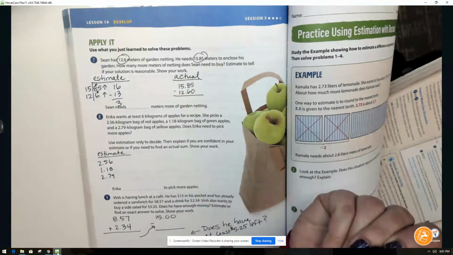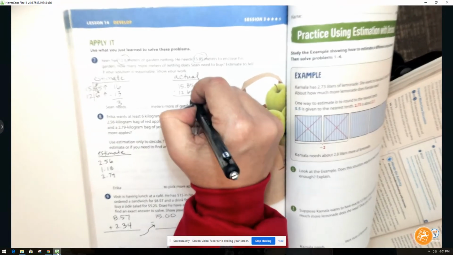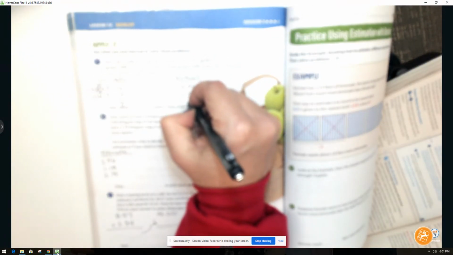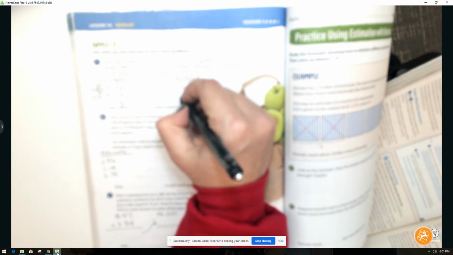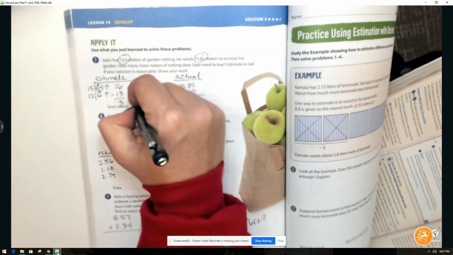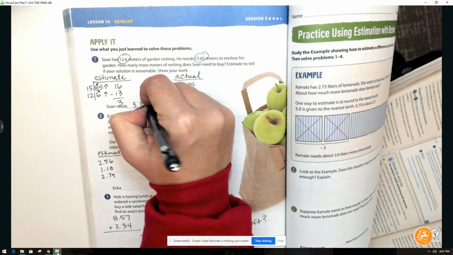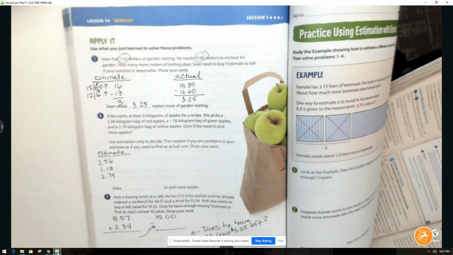Go ahead and put in my placeholder 0. 5 minus 0 is 5. 8 minus 6 is 2. 5 minus 2 is 3. 1 minus 1 is 0. So Sean really needs 3 and 25/100 meters of netting.